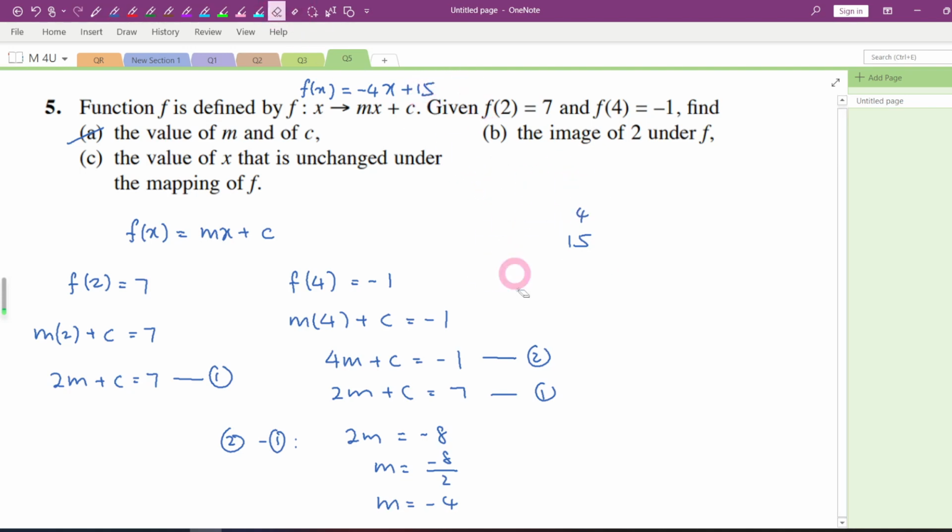Okay, now how about B, the image of 2? This means that this is the object. When x is equal to 2, what is the value of the image? It means that when you plug in 2 over here and 2 over here, you calculate what value you will get. So this one, you try on your own, you should be able to get the answer. Now, let's go to C.